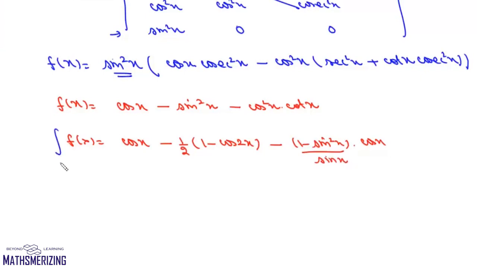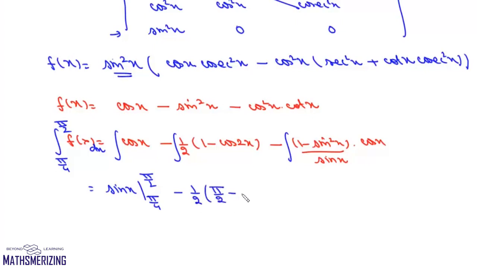Now we'll integrate this function from pi by 4 to pi by 2 with respect to x. So we'll integrate all these functions. For this first one, integral of cos x will be sin x from pi by 4 to pi by 2. Here it will be simply 1 by 2 dx, and there will be pi by 4 minus pi by 2. Now this is minus and minus plus 1 by 2 sin 2x by 2 from pi by 4 to pi by 2.